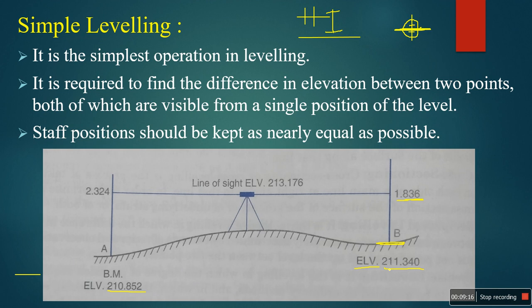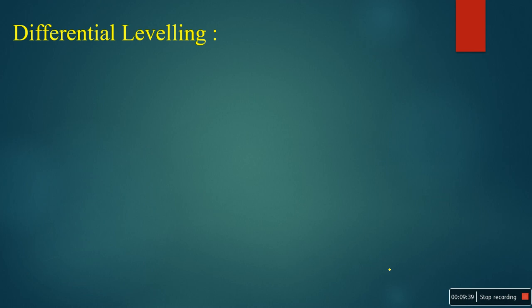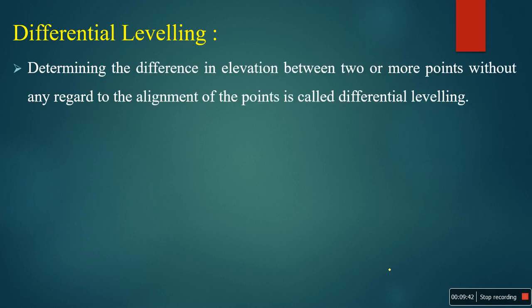Okay, this is simple leveling. Here the staff stations are very near to our instrument. With only one setup of the instrument, we have taken the staff readings and calculated the RL of the points. This is called simple leveling. Next is differential leveling. Here, determining the difference in elevation between two or more points without any regard to the alignment of the points is called differential leveling.